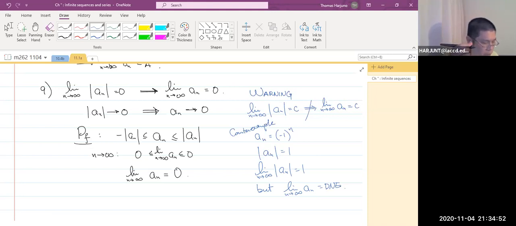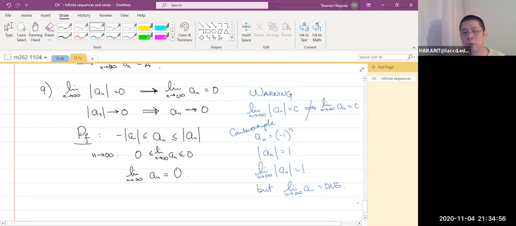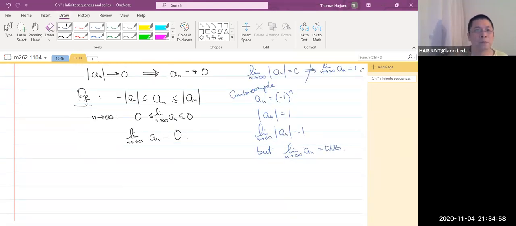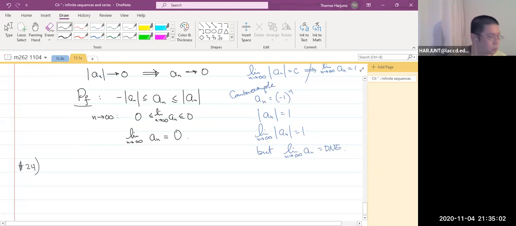Yeah, more things need to be said here, but let's start working on some problems. Number 24, for example. Determine if the sequence is convergent or divergent. a sub n equals n cubed over n cubed plus 1. How do we prove that this is convergent or divergent?